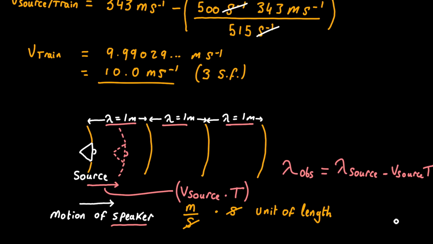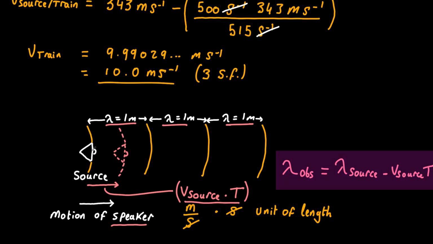So visually, what we're doing is this. The source of the sound moves forward a distance of the velocity of the source multiplied by the period. And if we have a look at the units quickly for this expression, we've got meters per second for the velocity, and for the period, the units are in seconds. The seconds cancel out, leaving us with a distance, or a unit of length. So this shows us that our formula here is dimensionally correct.